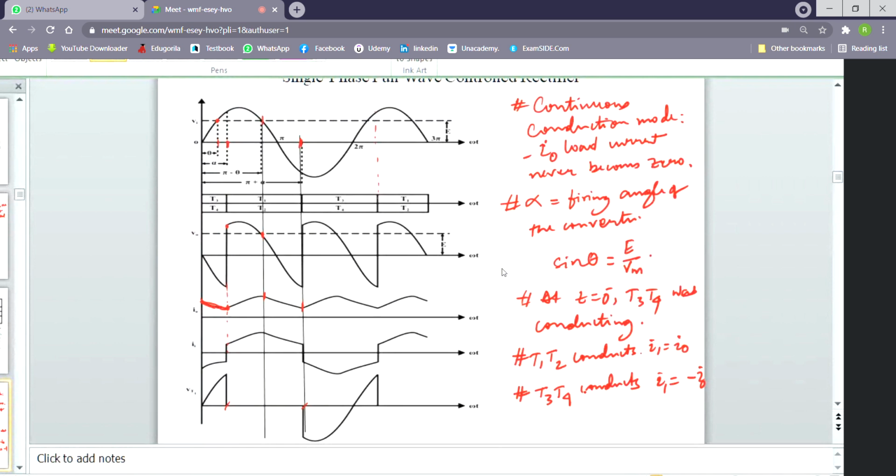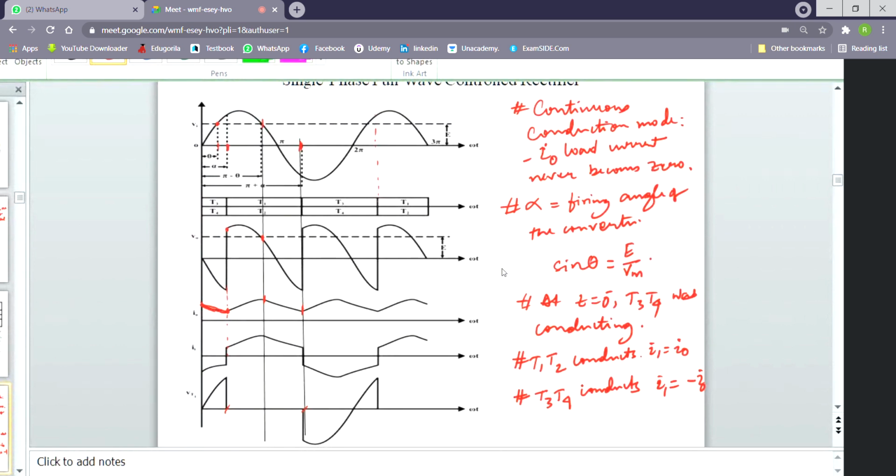And one more thing can be noted: when the thyristors T1 and T2 are turning off at this pi plus alpha, a negative voltage is applied for a duration of this. What is this duration? This is pi minus alpha.